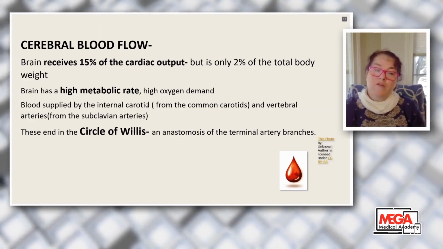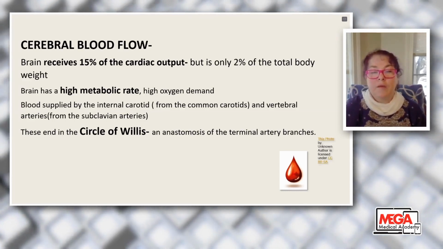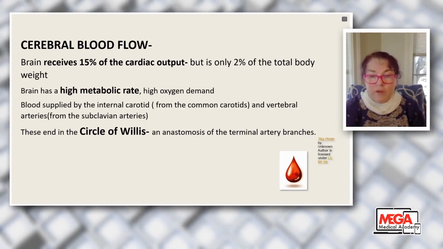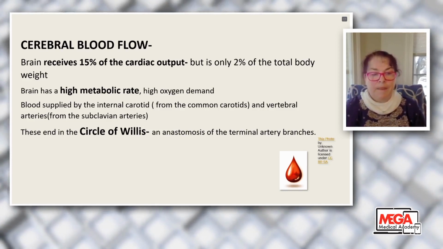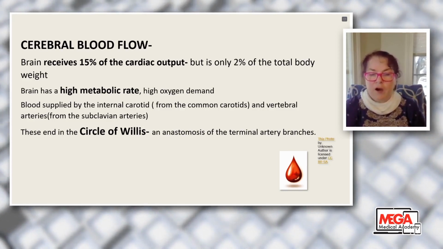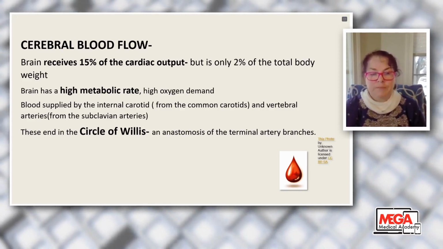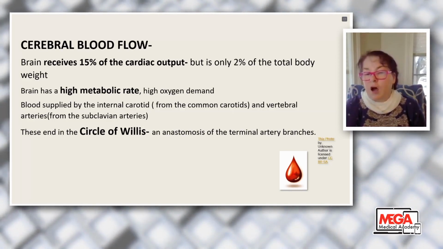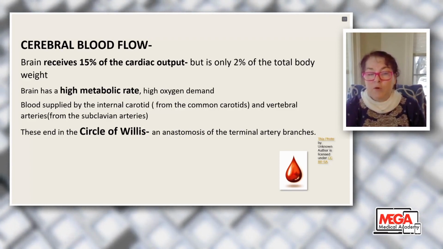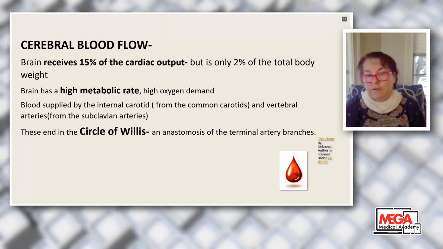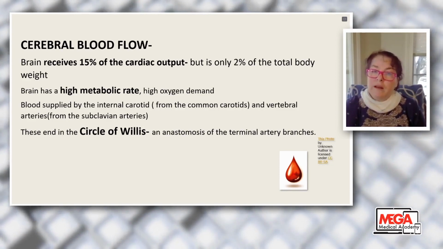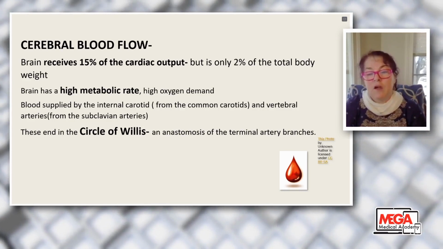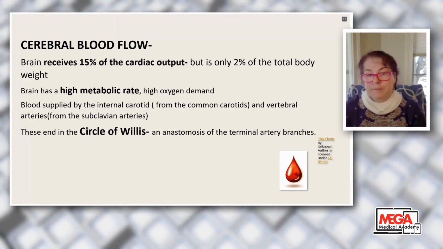Now I'm going to talk a little bit about the cerebral blood flow to the brain. The brain gets 15% of the cardiac output, but it is only 2% of the total body weight. The brain has a high metabolic rate of oxygen consumption and needs a lot of oxygen. The blood is supplied to the brain by the internal carotid arteries, which come off the common carotid arteries, and the vertebral arteries, which come off the subclavian arteries. These go into the brain, and then they make something called the circle of Willis, which is an anastomosis of the terminal arterial branches.